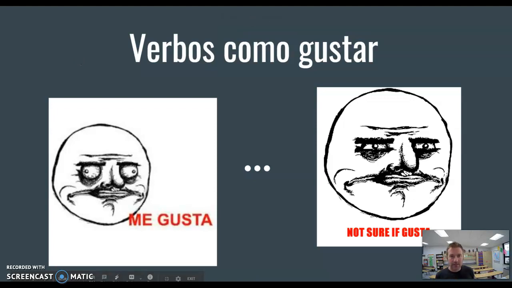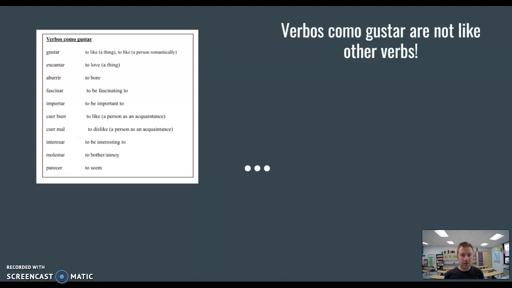So this, I hope, is a review, but I see a lot of mistakes with these sorts of verbs from students in Spanish 3 all the way up to Spanish 5, okay? So it's just going to be a quick review of this, okay? Verbos como gustar son diferentes que los demás verbos, okay? So this is from your vocab, verbos como gustar, que vamos a practicar, right?